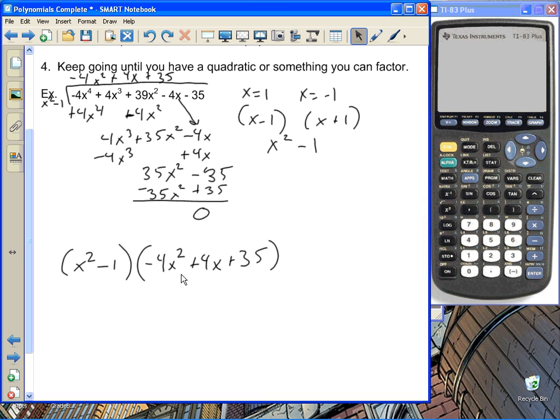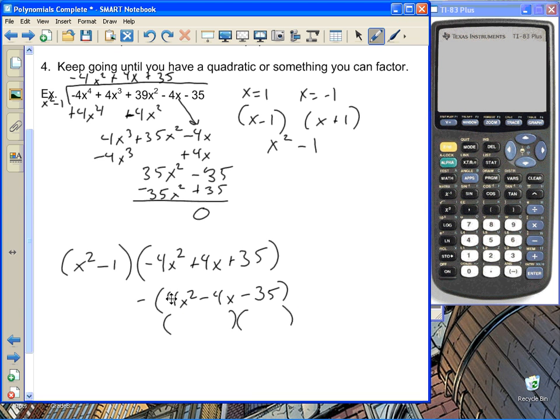Or you could try to factor. I don't know if this one factors. We can try it. Yeah, let's try to factor this. I'm pretty sure it does factor. So I'm going to take a negative out just to make things easier for me. So negative 4x squared minus 4x minus 35.